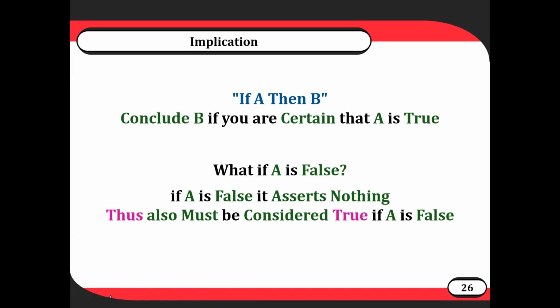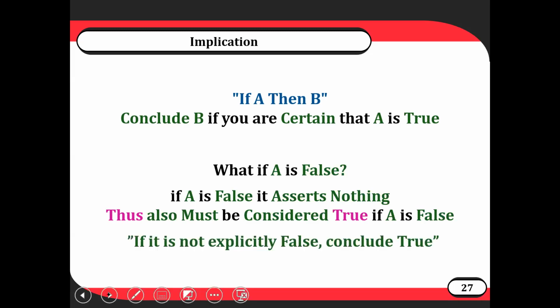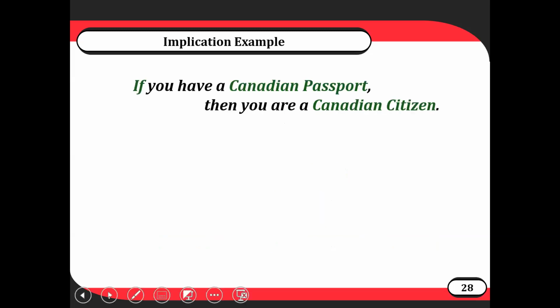We're going to look at some examples, and hopefully it'll make sense to you. So if A is false, then we assert nothing, and it must be considered true. If it's not explicitly false, then we conclude true in the case of implication. It's a little bit strange that way.